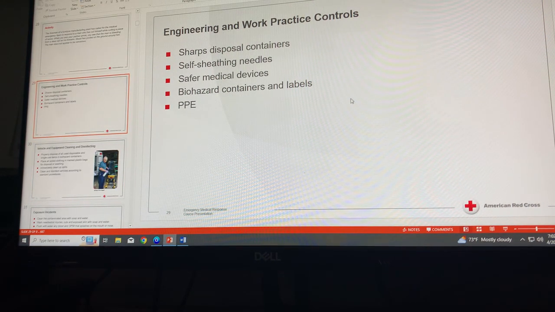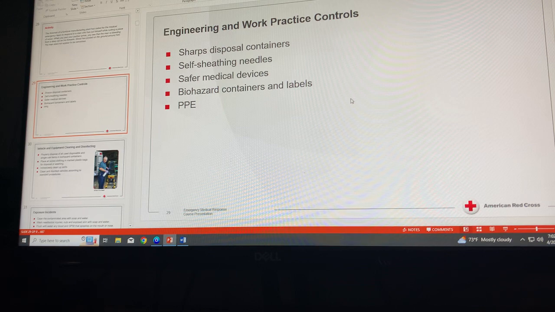Okay. So here we're going to talk about engineering and work practice controls. Engineering controls are control measures that isolate or remove a hazard from the workplace. In other words, engineering controls are objects used in the workplace to help reduce the risk of an exposure incident.